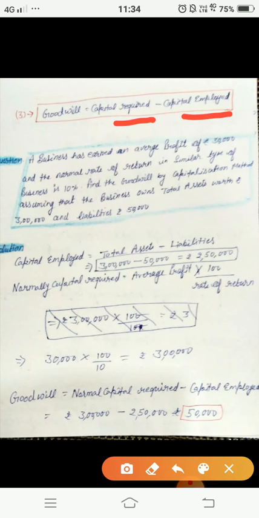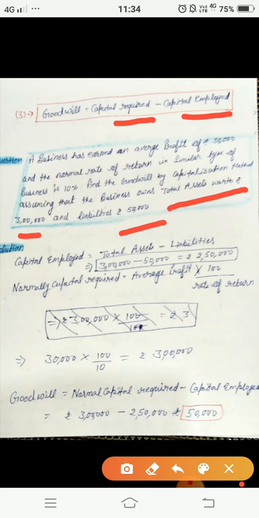Let's solve this. A business has earned an average profit of rupees 30,000. The average profit means the profit that we earned per year, that is 30,000. And normal rate of return is 10%. In similar types of businesses, normally the other businesses that operate in the same kind of business earn profits at the rate of 10%. Find the goodwill by capitalization method, assuming that business owns assets rupees 3 lakh and liabilities rupees 50,000.